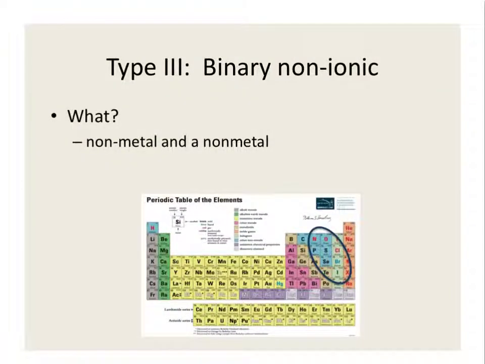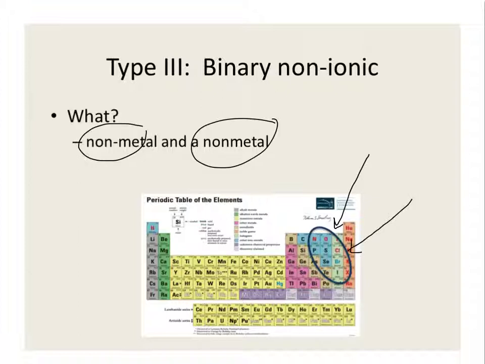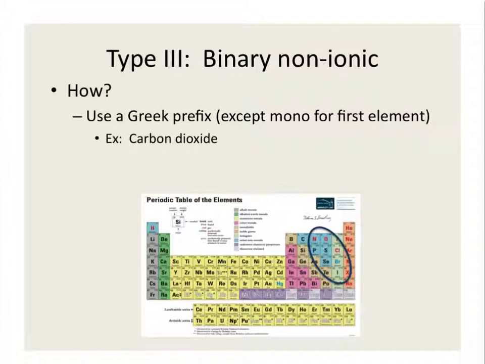Okay, let's go on to 3. These are called binary non-ionic compounds. So here we have a nonmetal and a nonmetal. So it's going to be one from this side of the table bonding with another one from that group. And let's see in the next slide how to name them and then how to determine the formula from the name. So for these we use a Greek prefix. The only exception here is that you do not use the prefix mono for this first element.